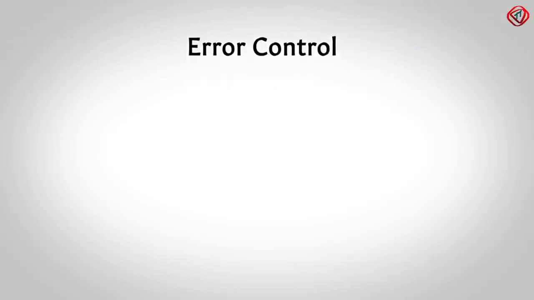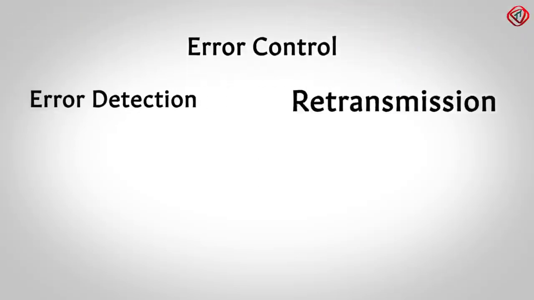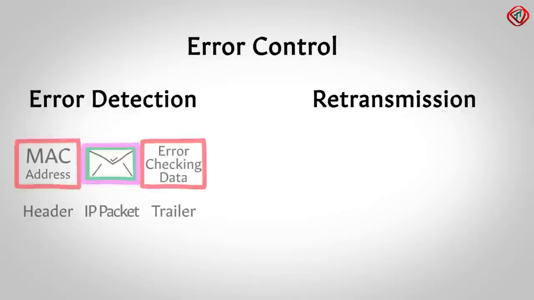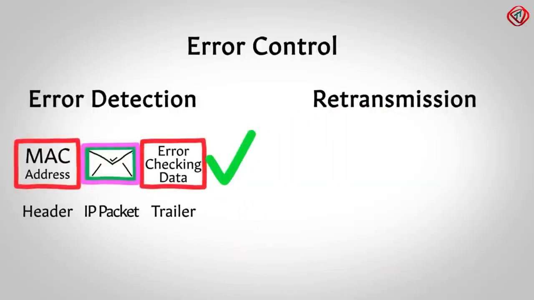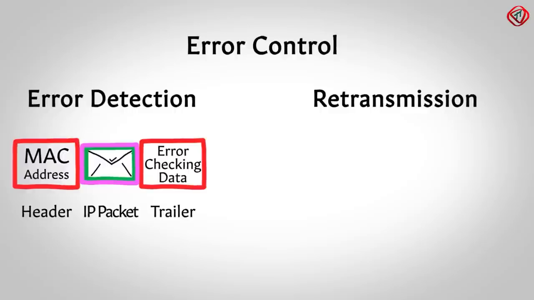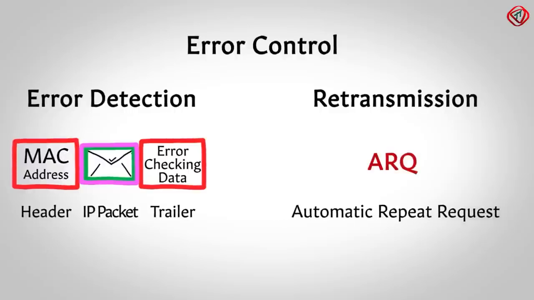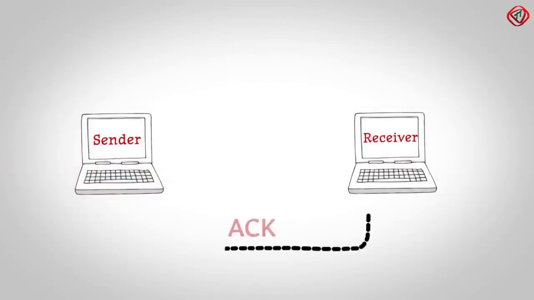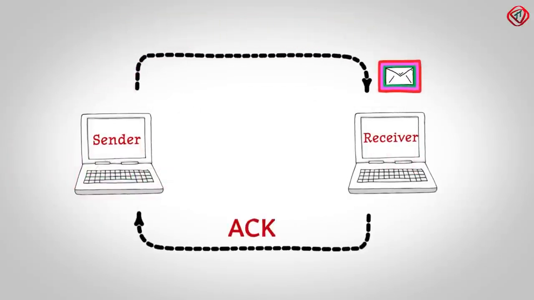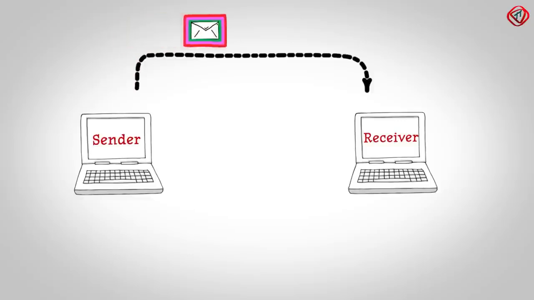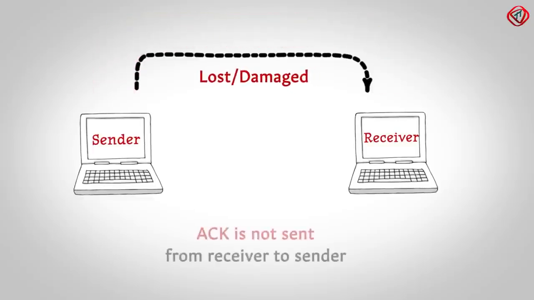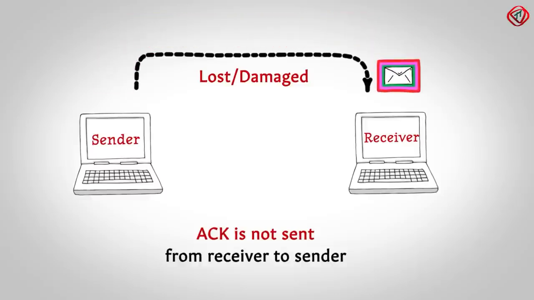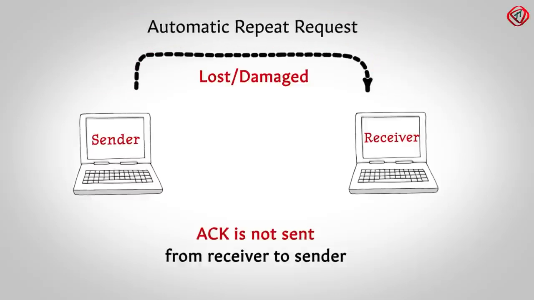Error control in the data link layer refers to error detection and retransmission. Error detection is done by using the error checking bytes added in the trailer of the frame. The frame retransmission is done using automatic repeat request or ARQ. The receiver sends an acknowledgement to the sender when a frame is received. When the acknowledgement is not received, the sender sends the frame again. So if a frame gets lost or damaged, then the acknowledgement is not sent. As a result, the sender sends the frame again. This process is called automatic repeat request or ARQ.